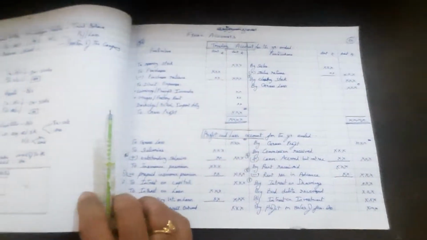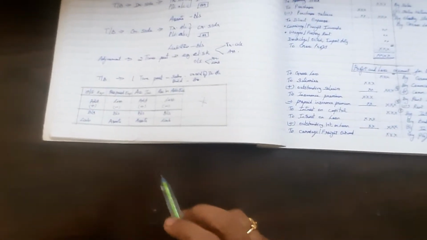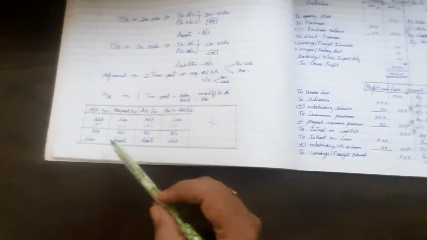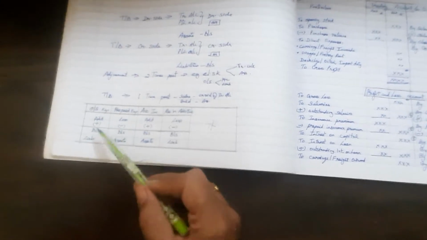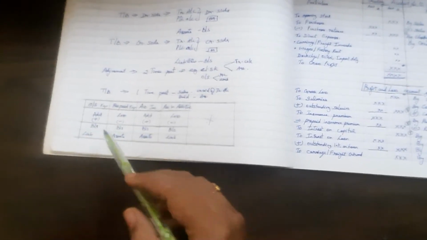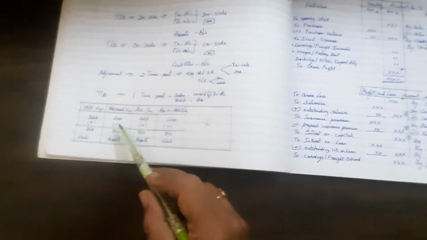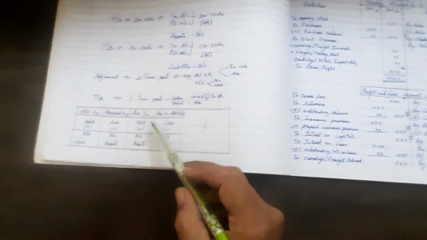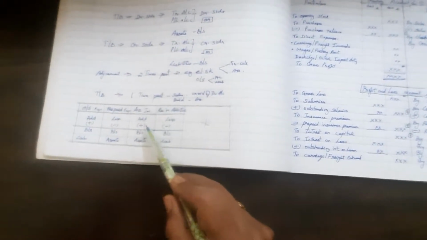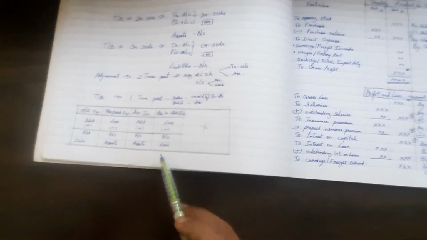Then we saw the next four adjustments, where I gave you a short table to memorize. Outstanding: add it with the respective expense and put it in liabilities. Prepaid: subtract it and put it in assets. Accrued income: add it with the respective income and put it in assets. Income received in advance: subtract it from the respective income and put it in liabilities.